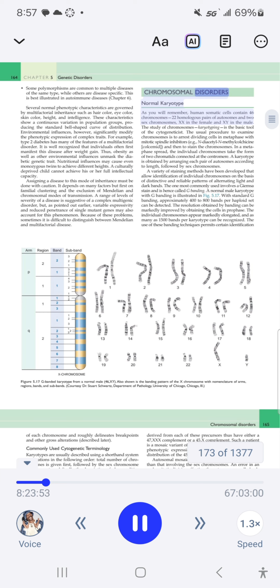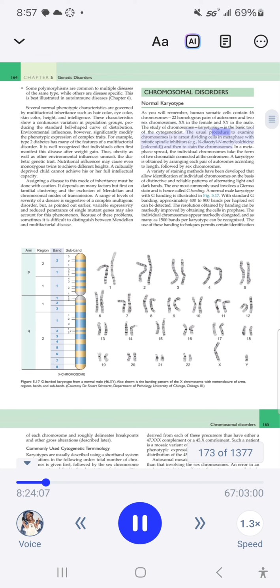Chromosomal disorders. Normal karyotype, as you will remember. Human somatic cells contain 46 chromosomes, 22 homologous pairs of autosomes, and 2 sex chromosomes, XX in the female and XY in the male. The study of chromosomes, karyotyping, is the basic tool of the cytogeneticist.